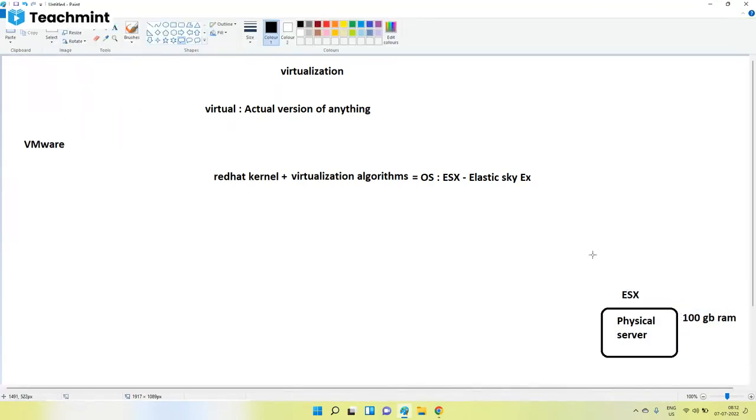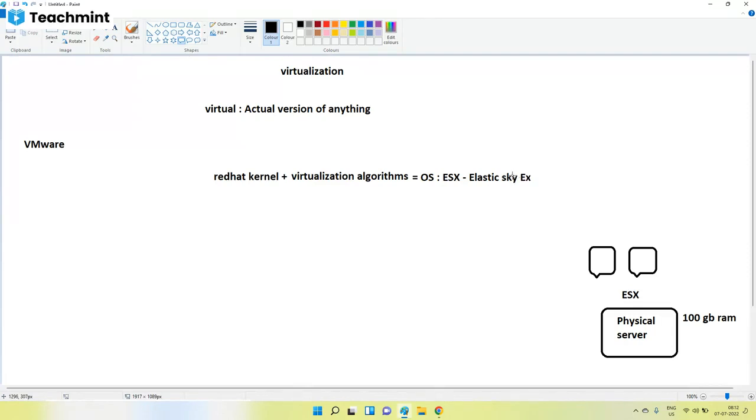The ESX machine creates virtual machines. When you create more virtual machines, the RAM and CPU usage will increase. When you power off, it will decrease. When you power on, it will increase again. So stretchable, okay, elastic. And sky they say unlimited, and for x there is no definition about this word called x. So in total they made it elastic technology.